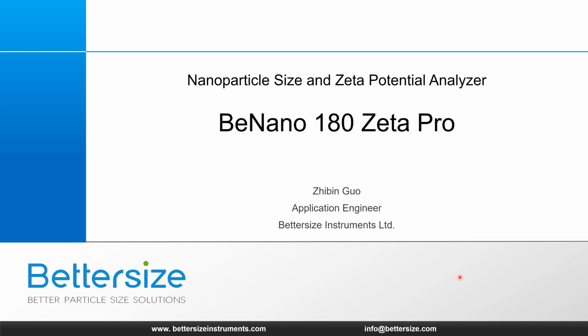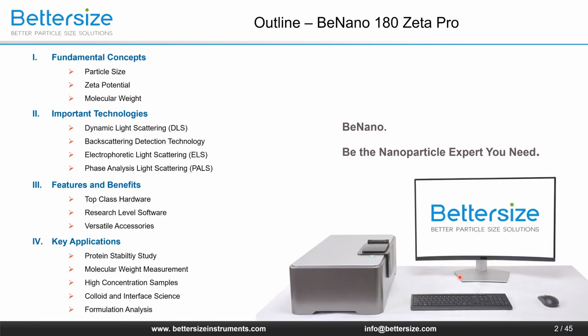A state-of-the-art nanoparticle size and zeta potential analyzer, BeNano 180 Zeta Pro from Bettersize is now on the market, and this will be a detailed presentation about it. This talk is divided into 4 sections. First, 3 concepts: particle size, zeta potential, and molecular weight that are involved in the BeNano will be introduced briefly. Next, the important technologies will be introduced in detail. Then, an explanation of features and benefits will be given, including hardware, software, and accessories. Lastly, I'll talk about a few typical applications using this instrument.